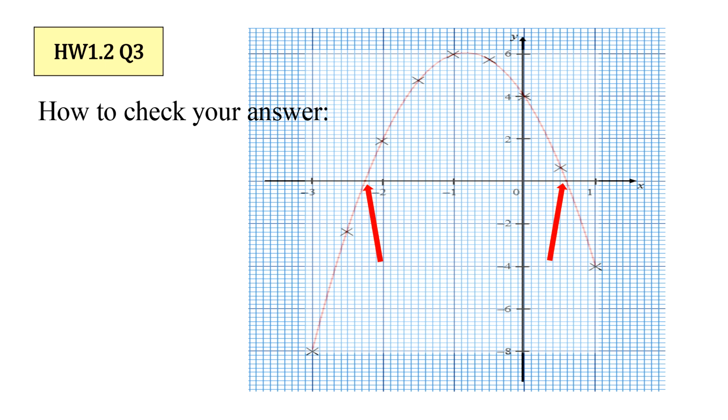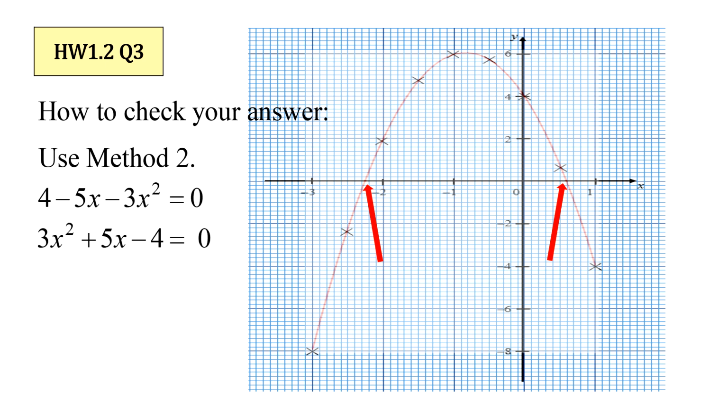Is there a way to check your answer? Well, you can go back to method 2. So this is the question you are trying to solve. You can rearrange it to the form ax squared plus bx plus c equals 0, and then apply the formula. The answers you get will be more accurate, but it helps you check whether your graphical answers are accurate or not. And that ends this video.